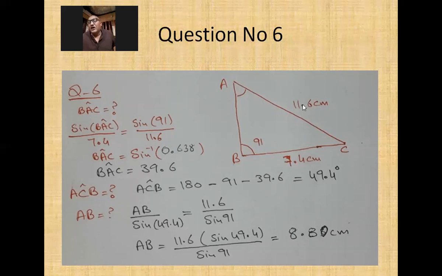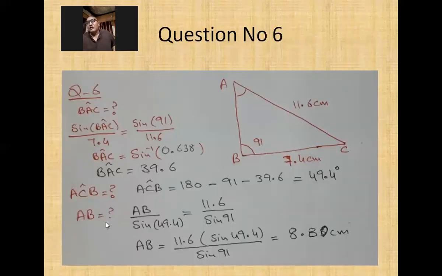Very simple law of sine. You know this side and the angle opposite to it. You see this side and the angle opposite to this. So it will be sine BAC, this angle, divided by 7.4 equals sine 91 divided by 11.6.